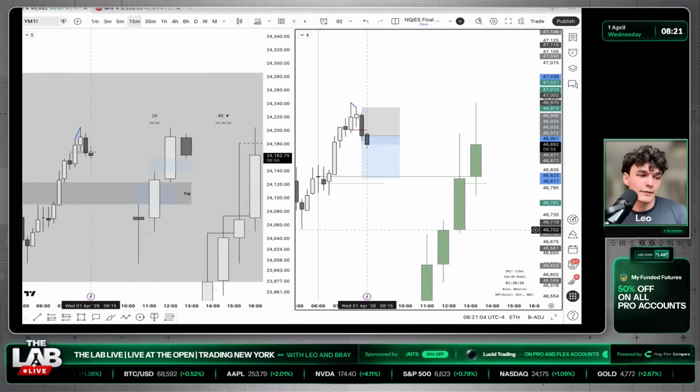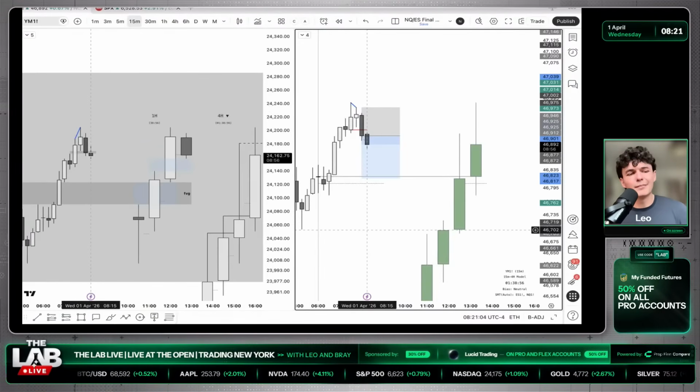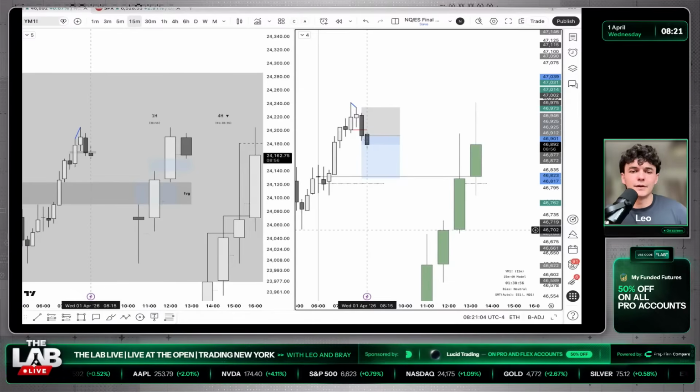Are you using DXY for negative correlation with NQ, for example, risk on, risk off? Sometimes. I can't lie, not too often, to be frank.